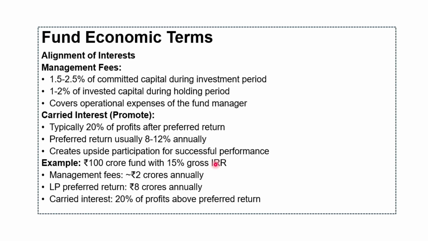Then we have fund economic terms. Here we will see the alignment of interest. Management fees typically range from 1.5 to 2.5% of committed capital during the investment period, when the fund is actively acquiring properties. This reduces to 1 to 2% of invested capital during the holding period, when properties are being managed.